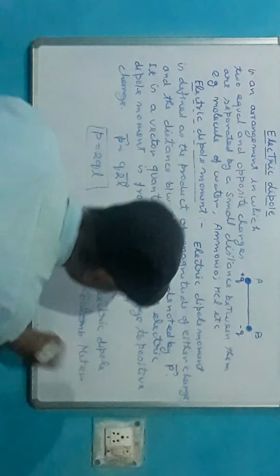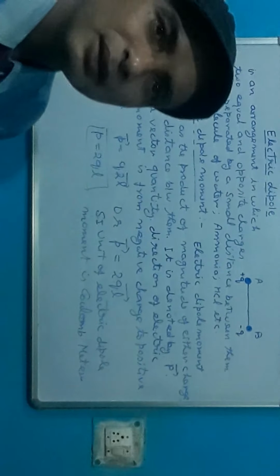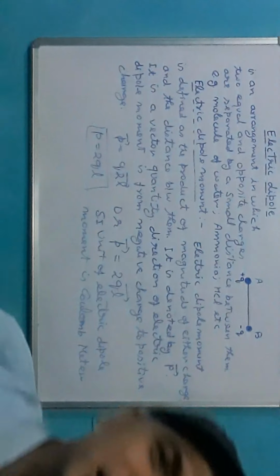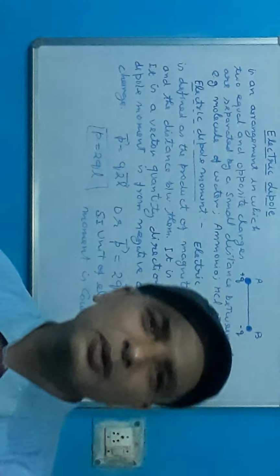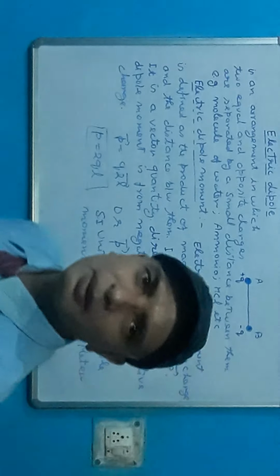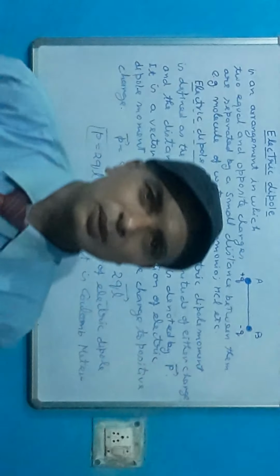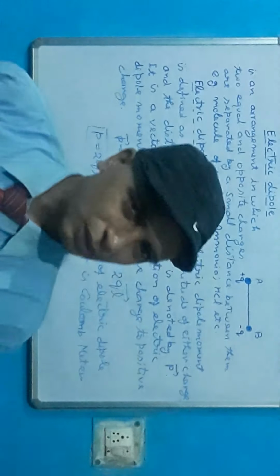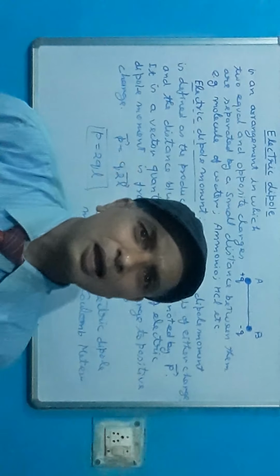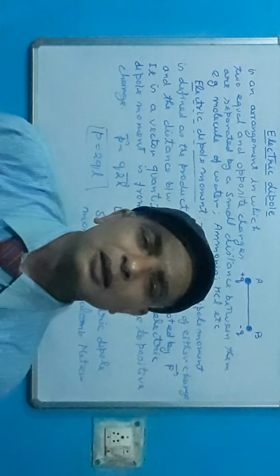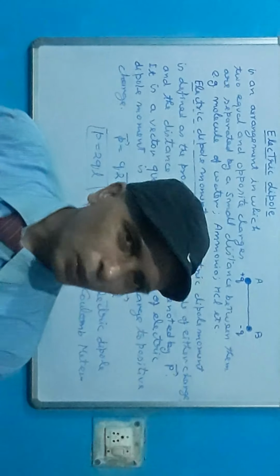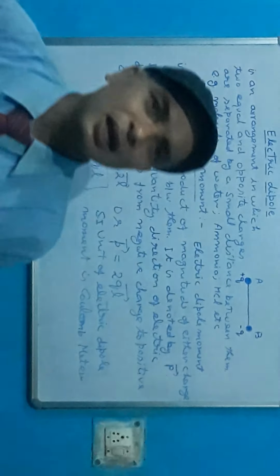Coulomb. Okay, so what have we learned till now? We have learned what an electric dipole is. I have explained that an electric dipole is an arrangement in which two equal and opposite charges are separated by a very small distance. Examples of electric dipoles are the molecule of water, the molecule of ammonia, and the molecule of HCl. These are examples of electric dipoles because here the centers of the positive and negative charges are separated by very small distances. Hence they create an electric dipole.